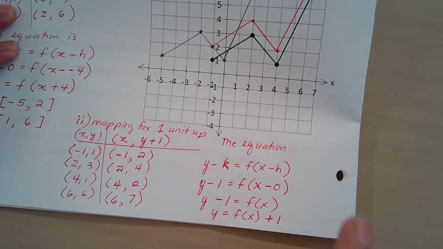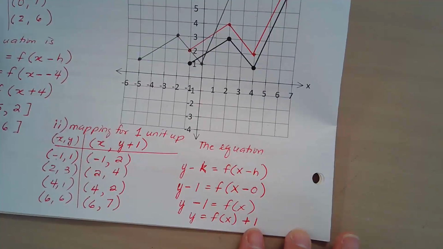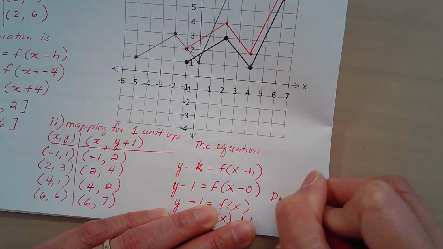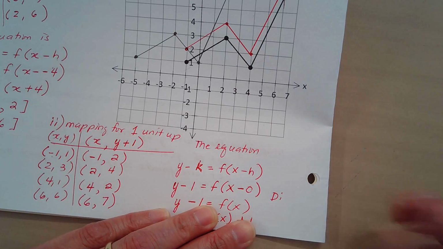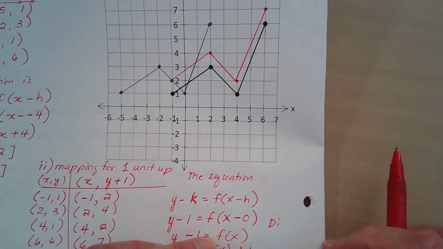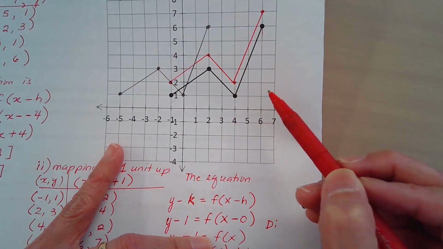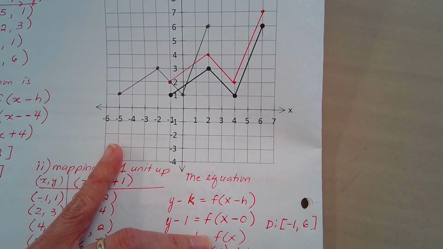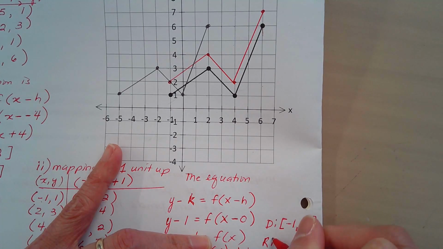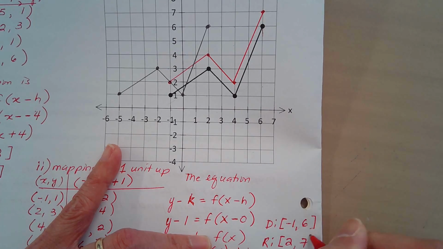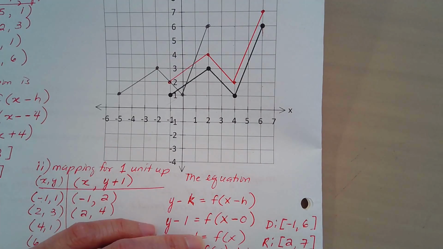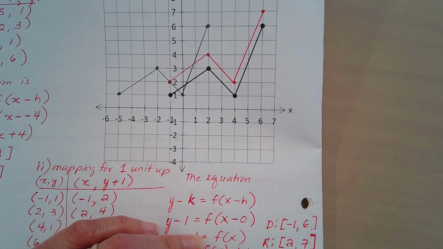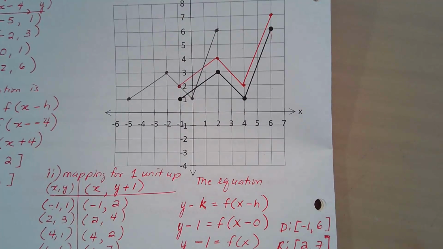Now, lastly, what's the domain and range of the new function? The domain of the new one would be from -1 up to 6. Okay. The range is now 2 to 7, including 2 and including 7. That's why we put a square bracket there. Okay. That's good.